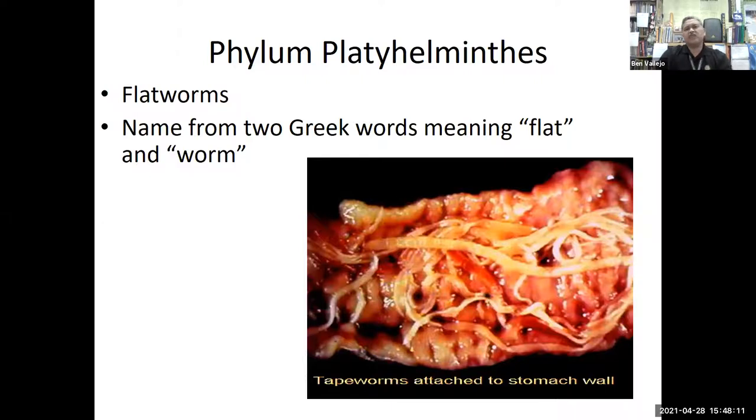Let's take a look at the first group. The first one is phylum Platyhelminthes. Helminth means worm, plat means flat. So when you put those two pieces together, you get Platyhelminthes. These are the flatworms, like the tapeworms you see in this picture right here.